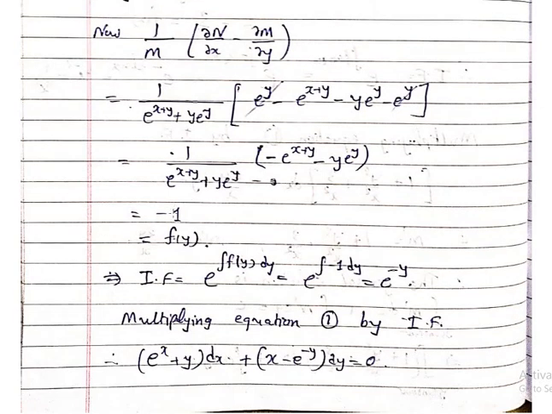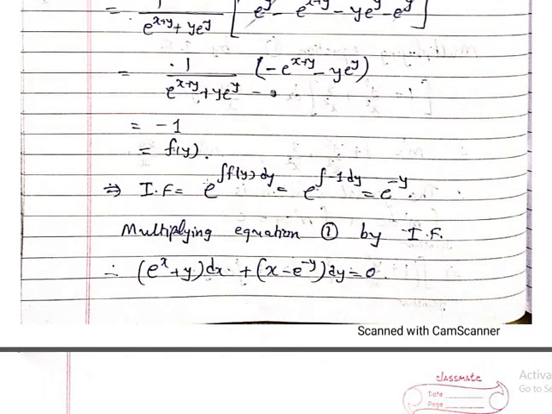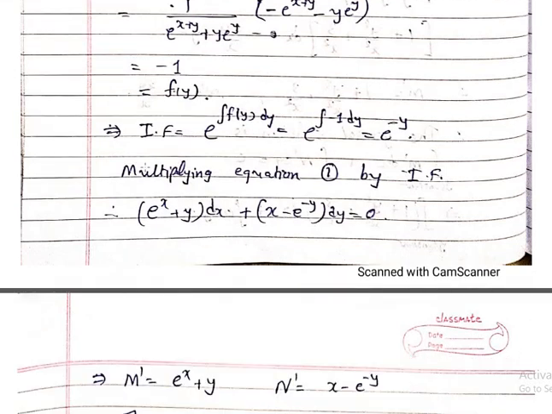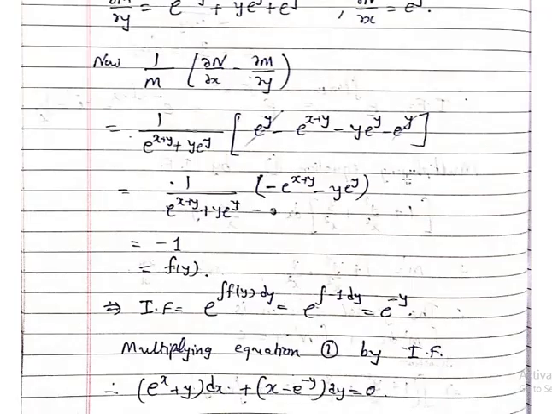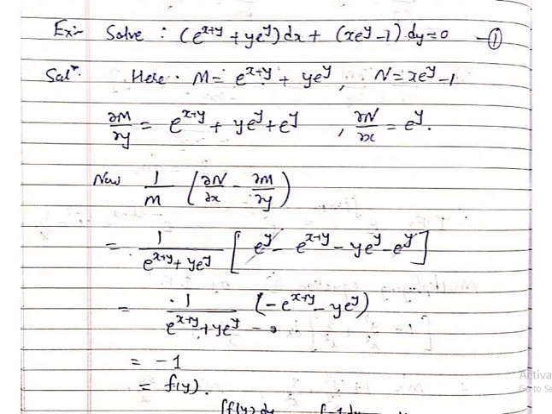Now minus 1, you can consider the constant as a function of y. So it is a function of y, and therefore the integrating factor will be e raised to integration f(y) dy. So e raised to integration minus 1 dy, that will be e raised to minus y. So multiplying equation 1 by the IF, that means you are going to multiply this equation by e raised to minus y.